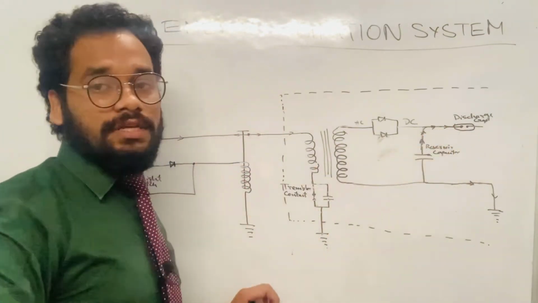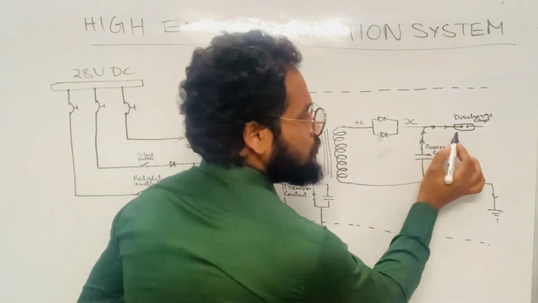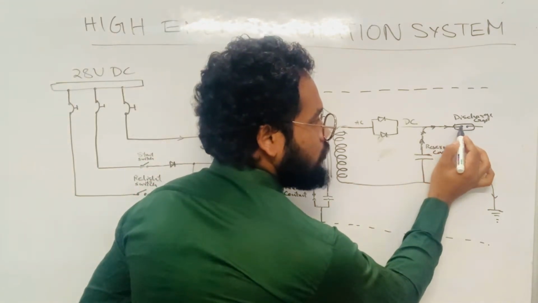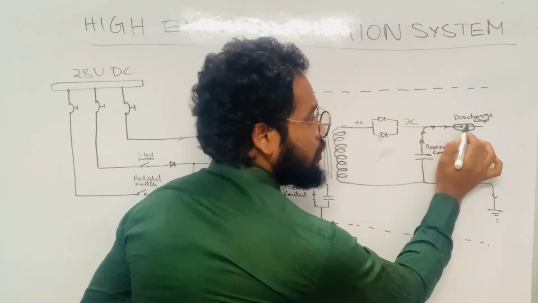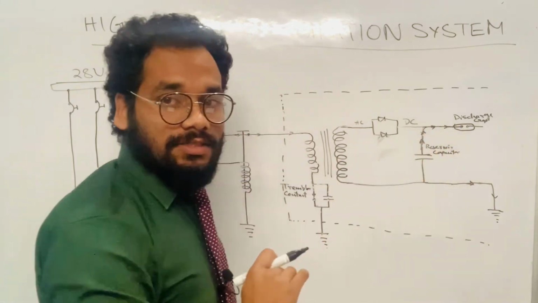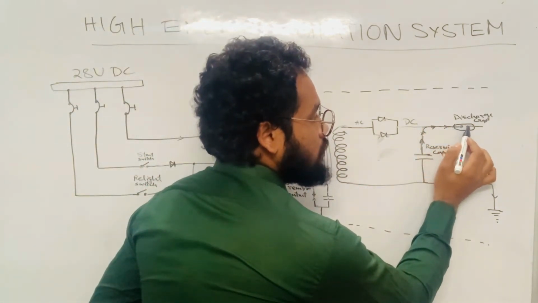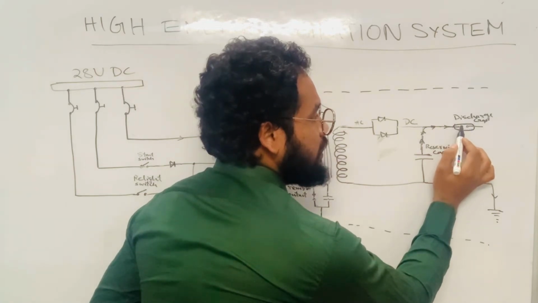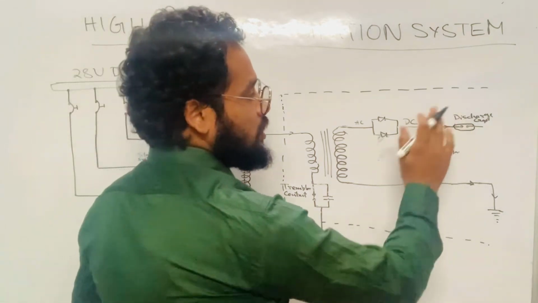Let me explain, friends. Discharge gap is made of two tungsten electrodes. If you see these two, these are the tungsten electrodes, and they are inside a sealed chamber within which there is no air, but there is inert gas. So these two tungsten electrodes are kept inside a sealed chamber containing an inert gas, exclusive of air. Okay, so this is called the discharge gap.